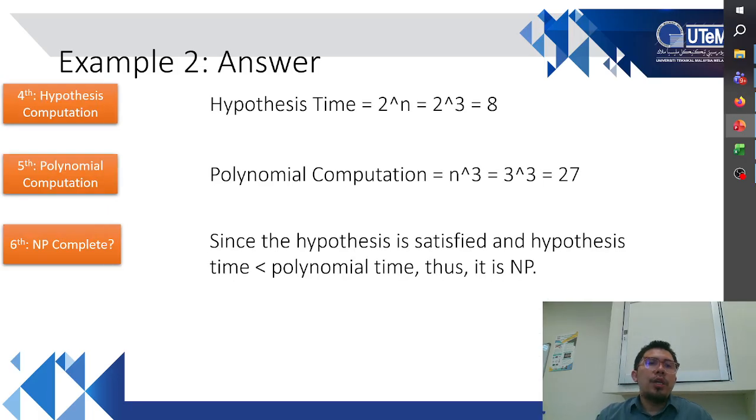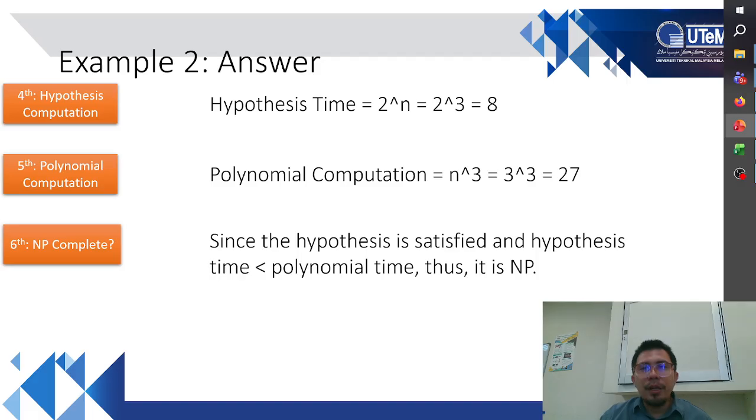And then after that, we compute the hypothesis computation time, 2 power of n. So n is how many? 3 inputs, right? So we just replace n with 3: 2 power of 3. And then we compute the polynomial time, n power of 3, which is 3 power of 3 equal to 27. Okay, so is the hypothesis satisfied? Yes, because the output is 1.